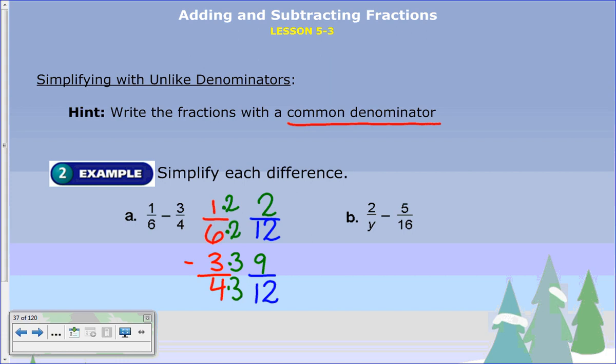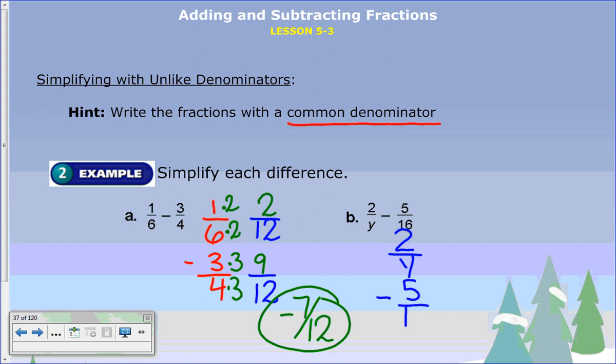Well, the signs are different. I have a positive 2 12ths and a negative 9 12ths. So I'd subtract the numerators. Here I'd have 9 minus 2. 9's a bigger number. And I get 7 12ths. However, that 9 was negative. So my answer is negative 7 12ths. Same idea for B now. All right, I have a denominator of y, and I have a denominator of 16. And again, I like to write them going down.